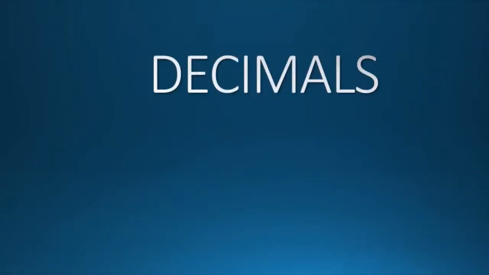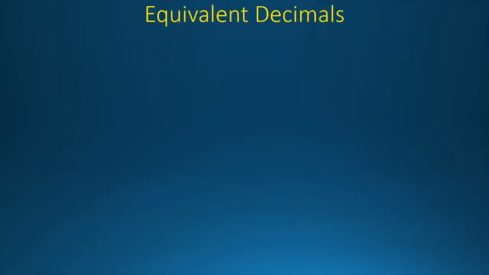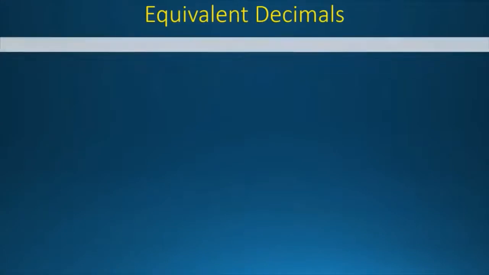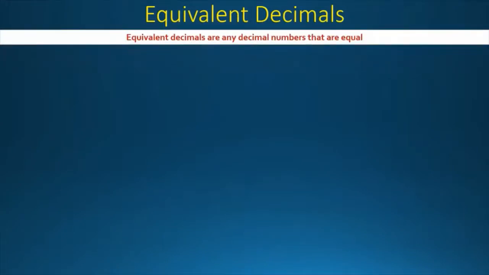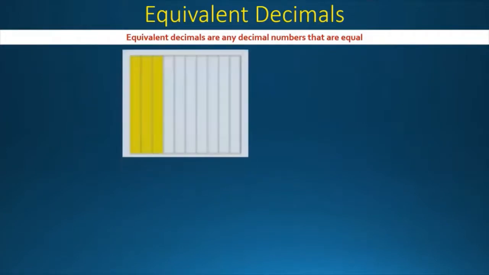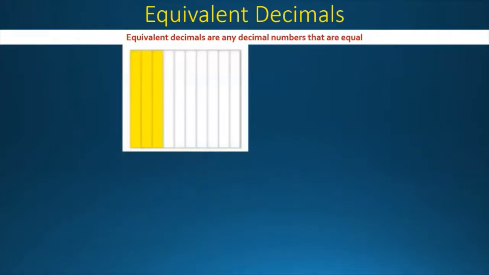Let's start a new subtopic, and its name is equivalent, like, and unlike decimals. So let's start. First, let's talk about equivalent decimals. Equivalent decimals are any decimal numbers that are equal. We can figure this out from the name itself.